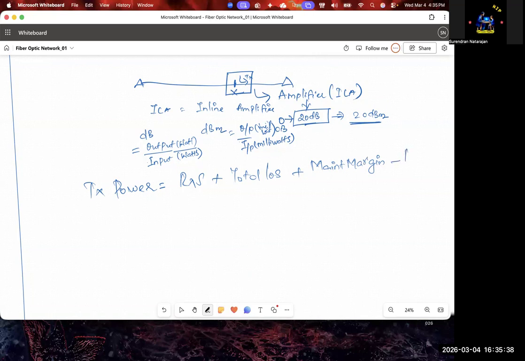Minus amplifier gain. Gain is nothing but 20 dBm. So here, same example, Rx sensitivity minus 20. How much is this? 27 plus maintenance margin 5 minus 20. So it is 7 plus 5 minus 20. It is 12 minus 20. It is minus 8.